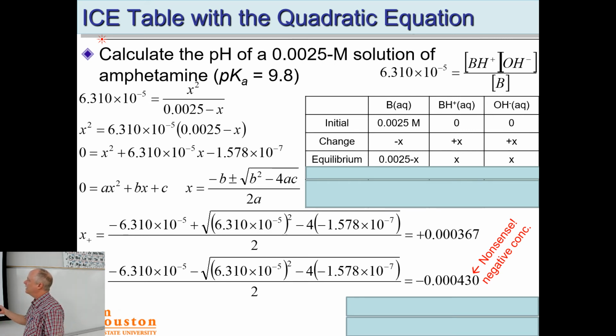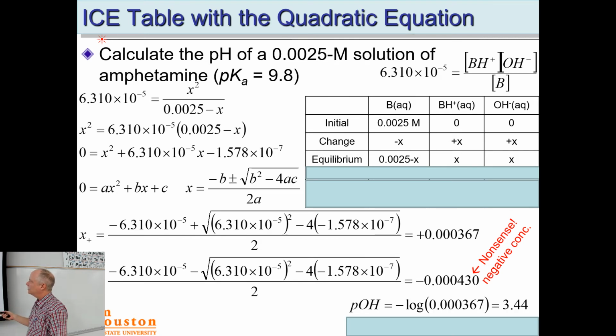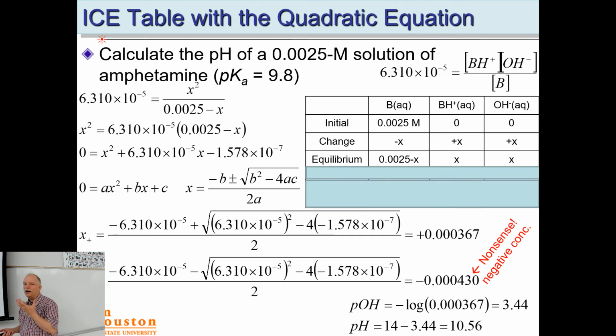And so this is the negative concentration. We throw that away. So we use this 0.000367 as x. And so then we get our pOH, minus log of that number, is 3.44, and we end up with our pH, 14 minus that, is 10.56. So it's a lower pH. It's not as basic. We don't have as much amphetamine in solution, so it's 100 times more acidic or 100 times less basic. Let's check our assumption.